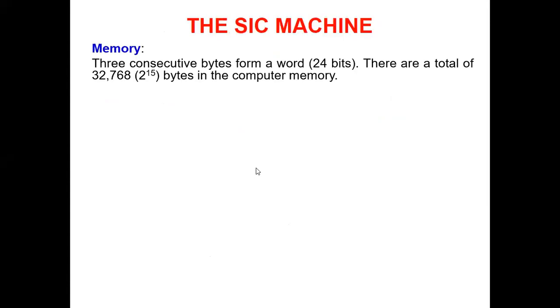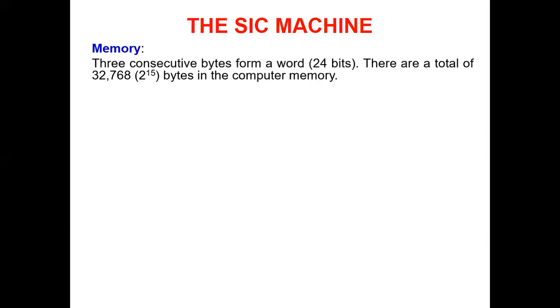Now let us talk about the simple SIC first. You remember when we were talking about the Intel 8085 in the last lecture, we said that a word for Intel is 2 bytes. So 2 bytes in Intel make up a word. With the simple SIC, it is 3 consecutive bytes. When you combine 3 bytes consecutively, which means 24 bits, those 3 bytes make up a word. Sometimes we will be talking about a byte, and sometimes about a word. So whenever we talk about a word, remember that a word is 3 bytes, in other words, 24 bits. Okay.